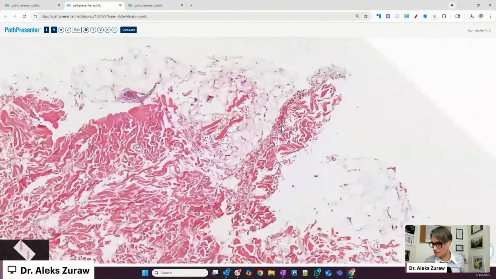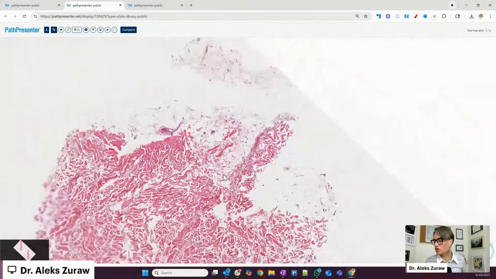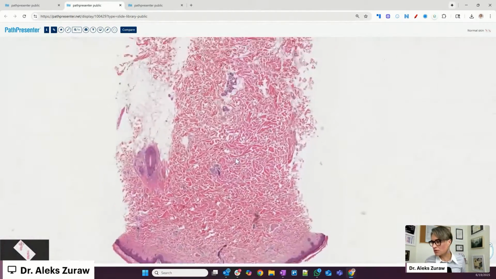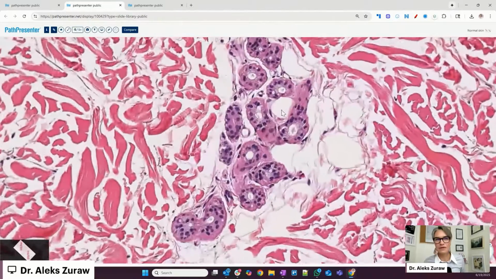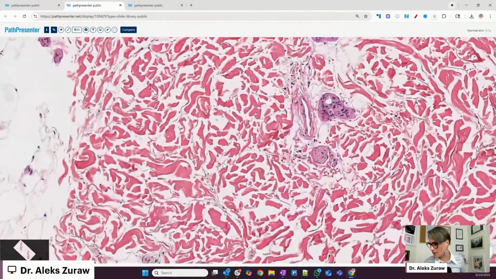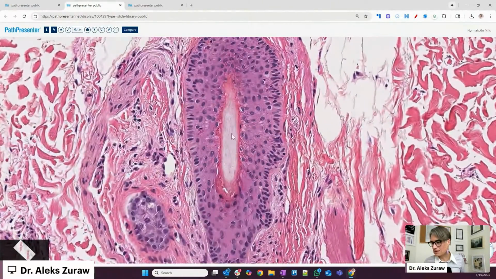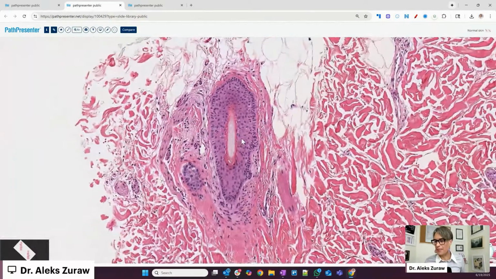I think that's it for the skin. If you have any questions, let me know in the chat if there's anything you would like me to show you. Oh, this one has also a bunch of glands. Oh, we have a hair follicle. Look, this is a hair follicle. Yes, this inside is hair with keratin.